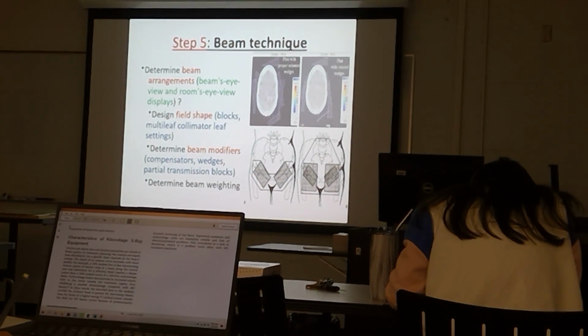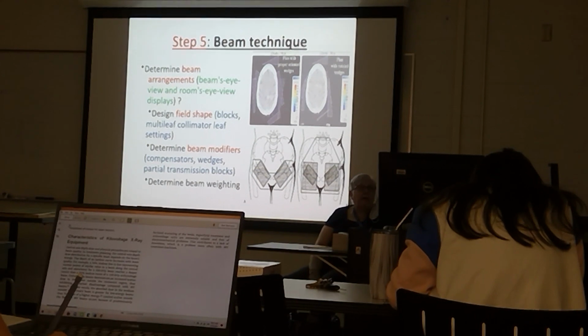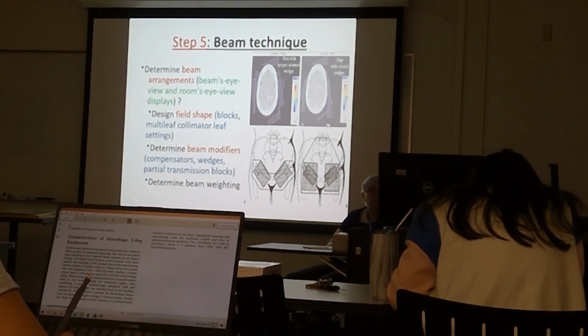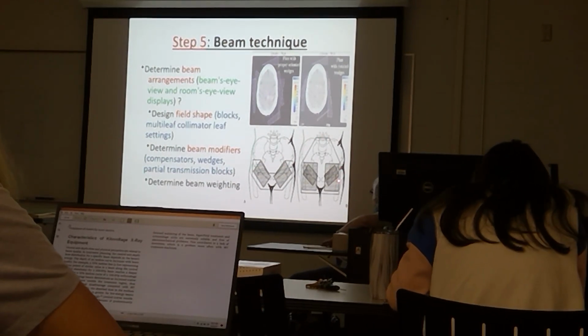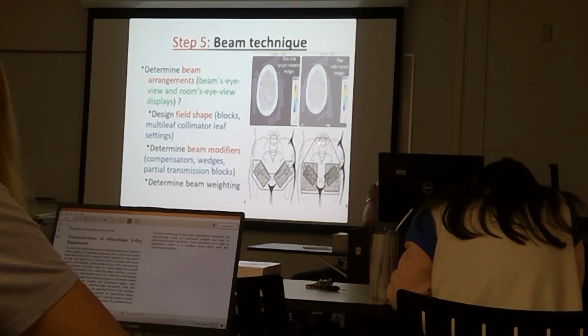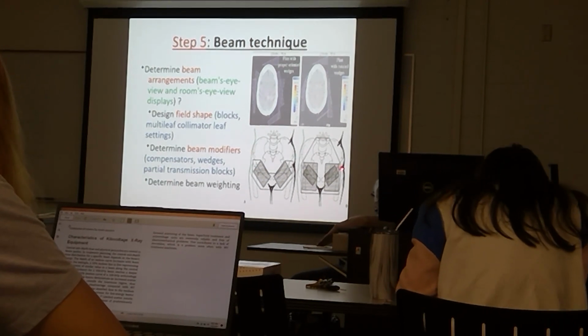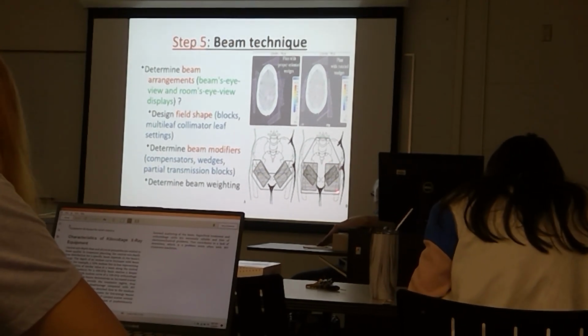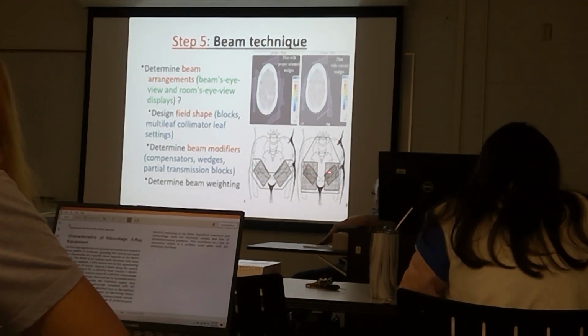So you want to design the field shape, first of all. Do you want to use blocks? Do you want to use multi-leaf collimation? You have to decide what we're doing. So here is actually a good one. You have this field set up here, huge fields, right? So this is this. Then we've got this field, then this field, and then this field and this field.